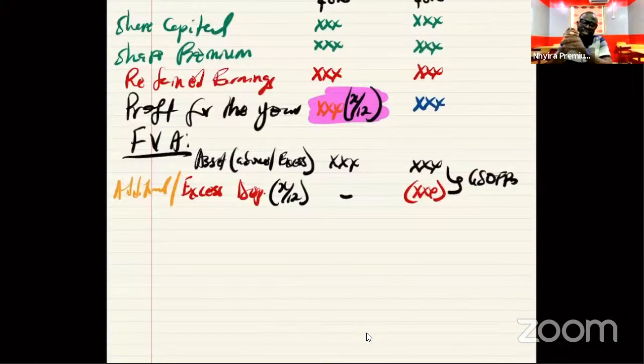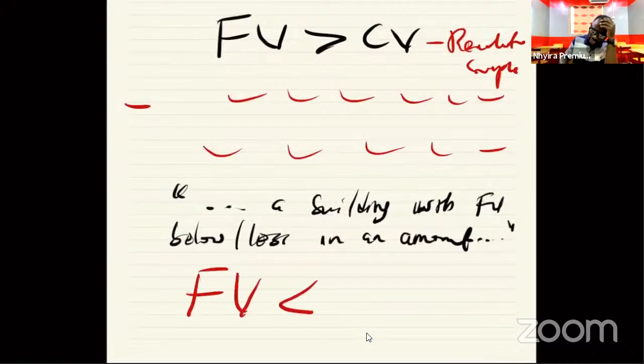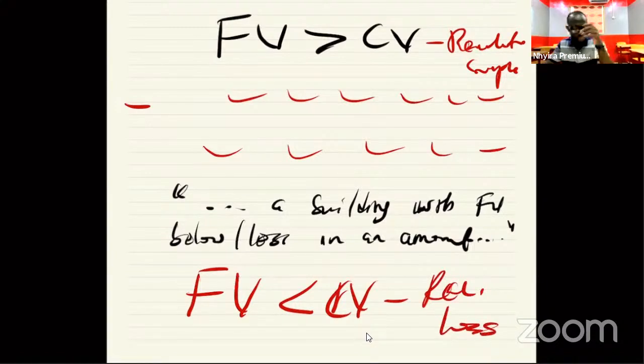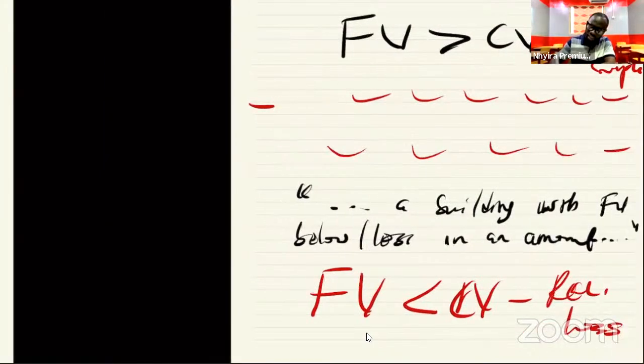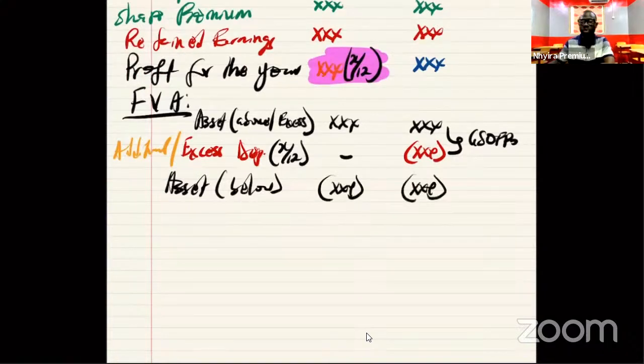If we value the asset and we realize that the fair value this time around is less than the carrying value, which means that is a revaluation loss. But again, we are not interested in revaluation loss here. What it then means is that the subsidiary had overstated its assets. They are carrying the assets in the books above the amount it is supposed to be carried. For that reason, we will have to reduce it. So assets, if we have below, we will deduct it.